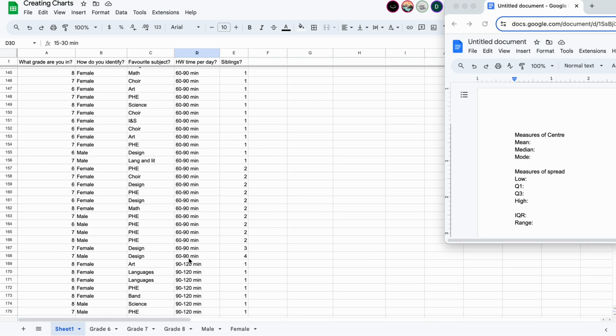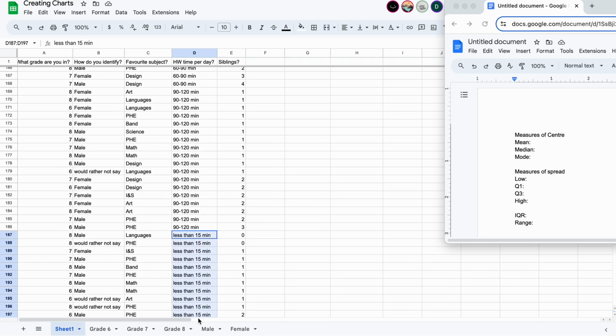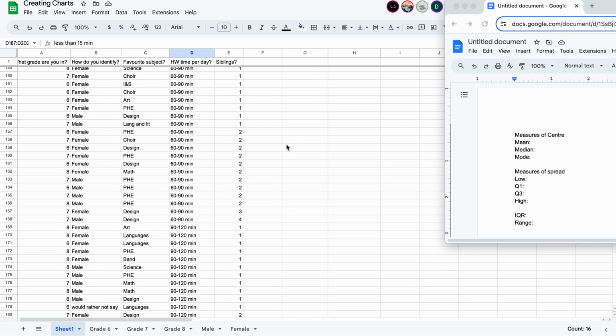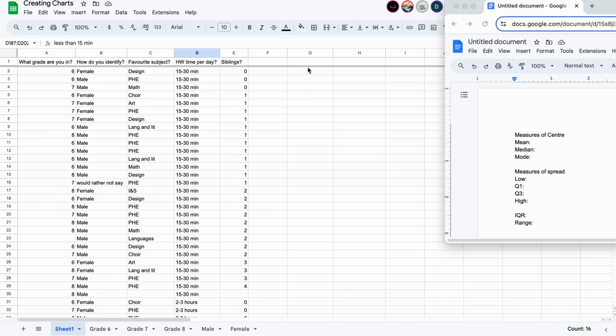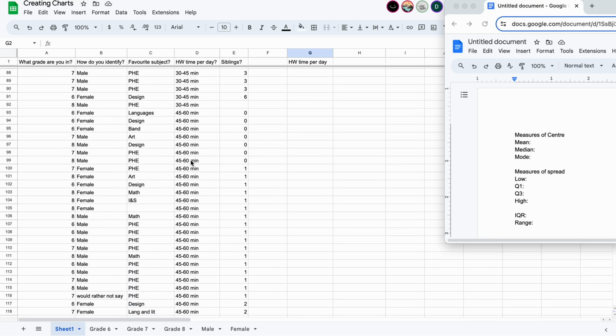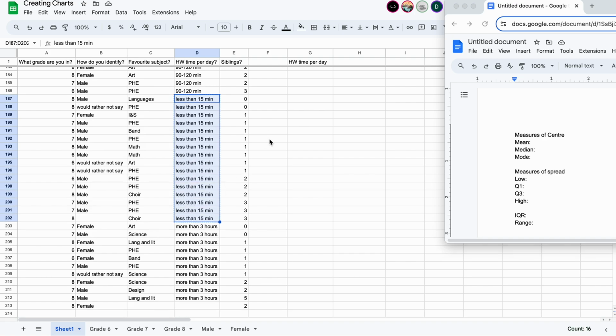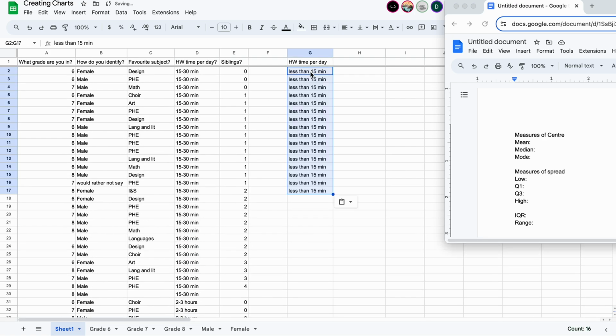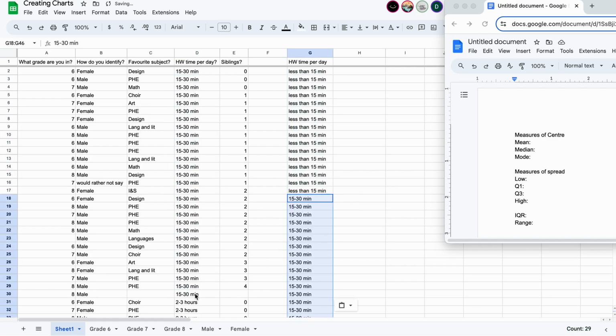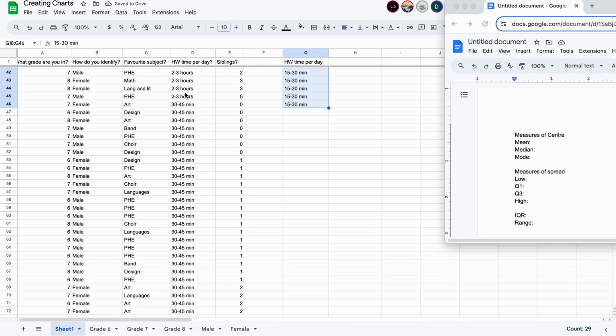To start with, you go through, highlight the smallest, copy that, create a new column, homework time per day, and paste. So I come down here, I highlight my lowest values, less than 15 minutes, copy, and paste, and then 15 to 30. And then I'm going to do the same from 30 to 45.